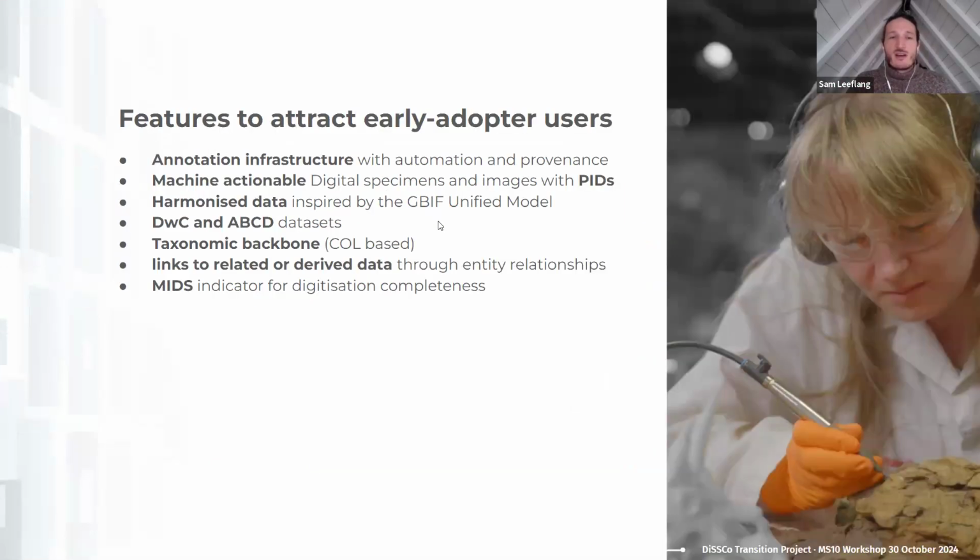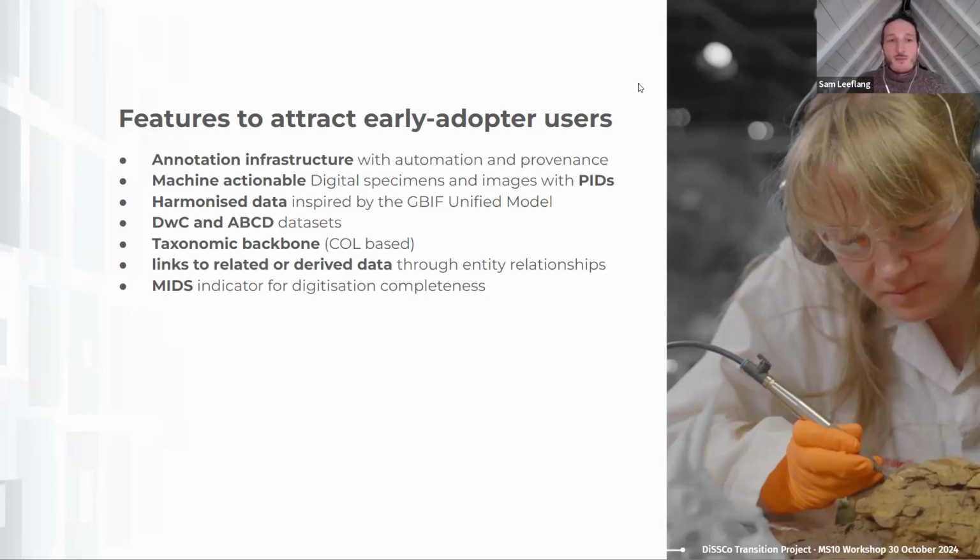So there are a couple of features that we think can attract early adopters. This is the annotation infrastructure. So if you're looking for this particular feature, we would like you to come to us, and we can see if we can make you one of the early adopters of DiSSCo, so that you can use it and try it and basically guinea pig the system and see how we can improve it and make it more user-friendly.